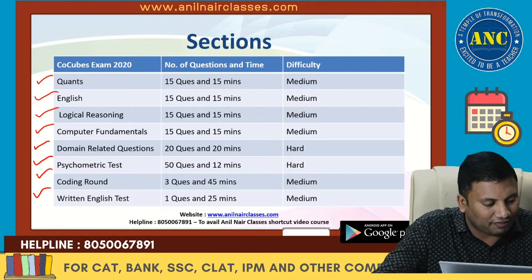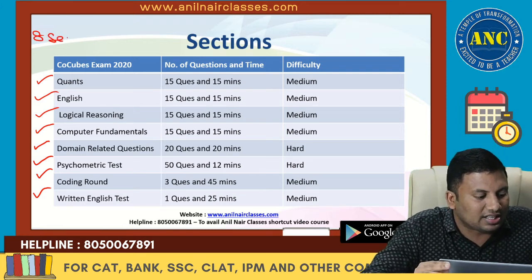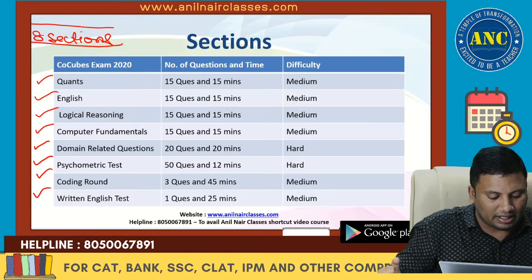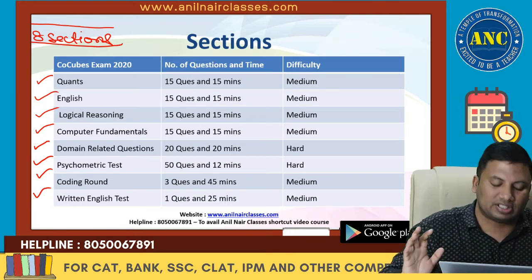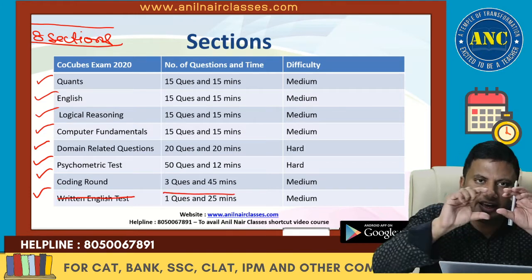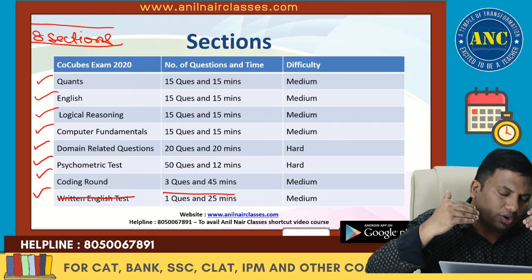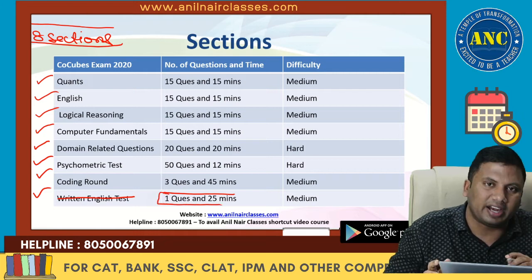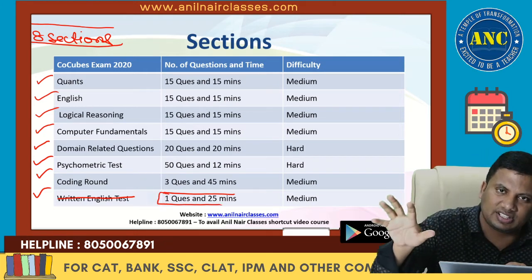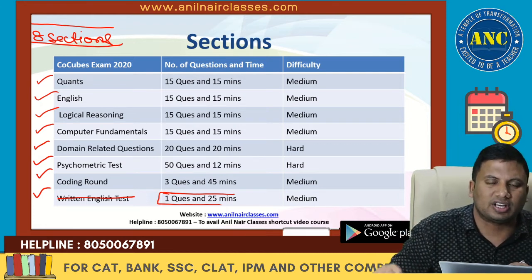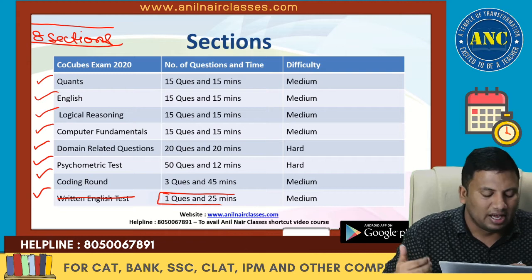1, 2, 3, 4, 5, 6, 7, 8. A total of 8 sections will be there in the Co-Cubes examination. For the written English test, one heading will be given and you have to think and write down an essay in a more structured way. 25 minutes is allocated, similar to the Xavier admission test descriptive writing. For the coding round, they will give you 3 questions and you are expected to generate the output in 45 minutes.